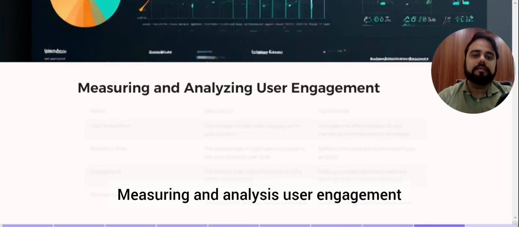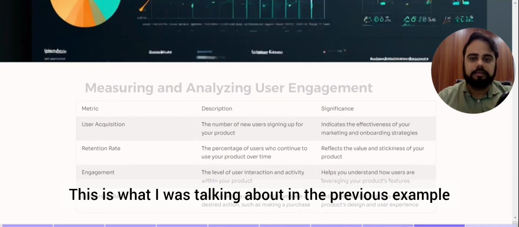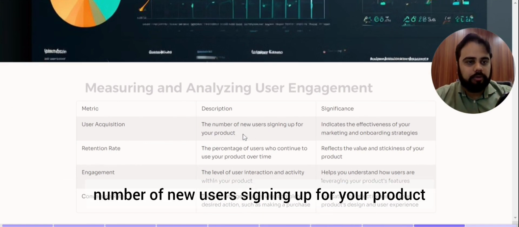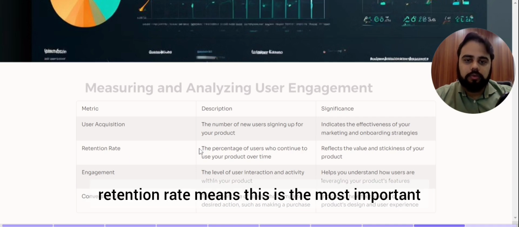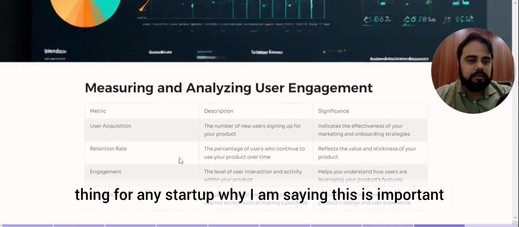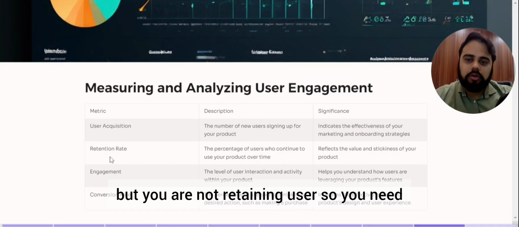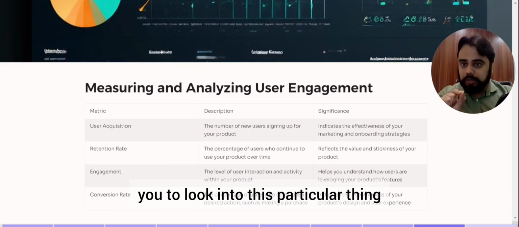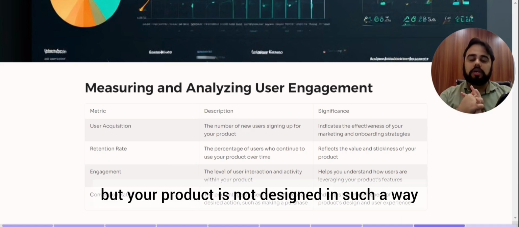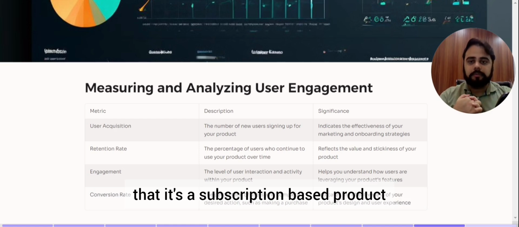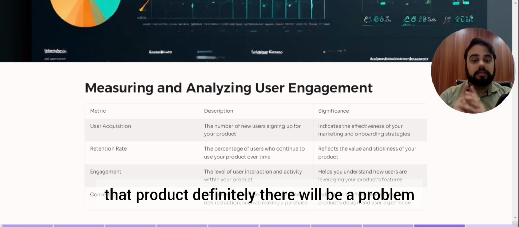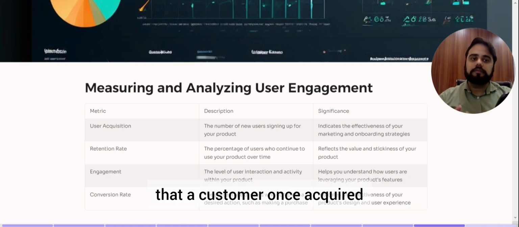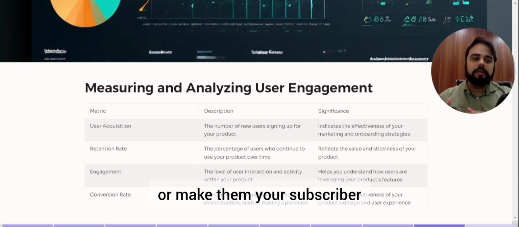Okay, measuring and analysis of user engagement. This is what I was talking about in the previous example. Okay, so first you have to do user acquisition, number of new users signing up for your product. Retention rate is the most important thing for any startup. Why am I saying this is important? Because if you are acquiring users but you are not retaining them, you need to look into this particular thing. If your product is not designed in such a way that it's a subscription based product or repeatability is there in that product, definitely there will be a problem. So always see your model in such a way that once a customer is acquired, how you can upsell, cross sell, or make them your subscriber.